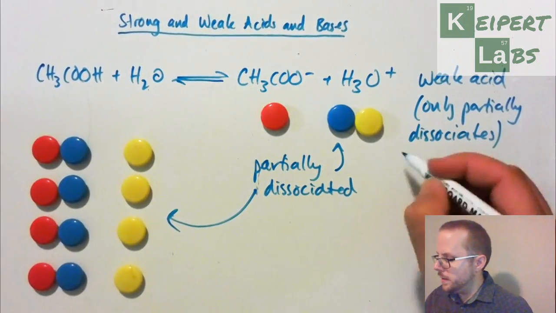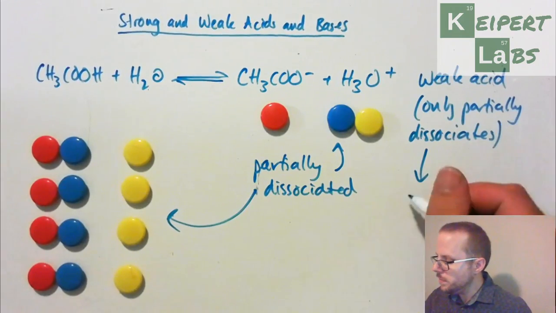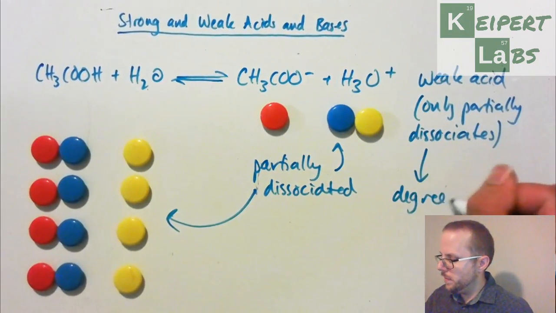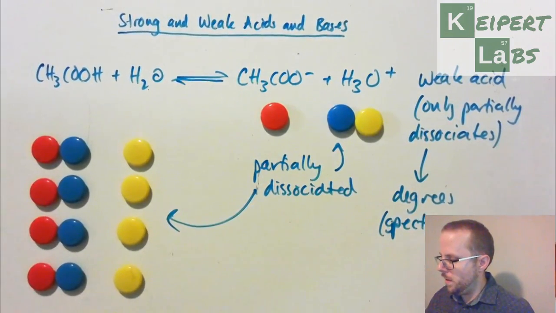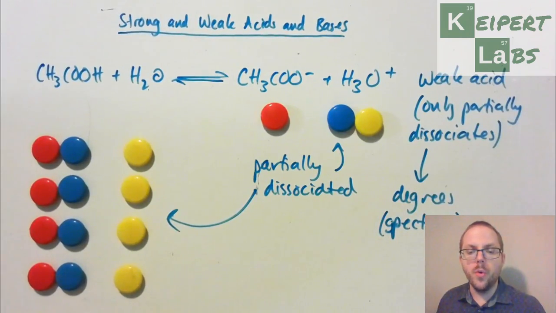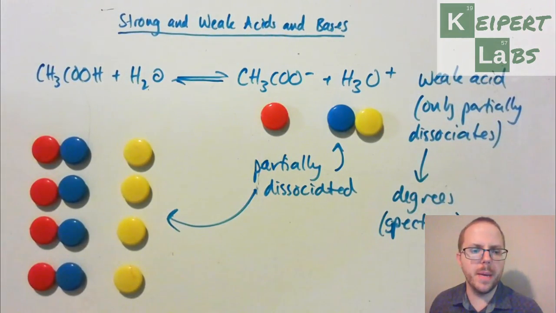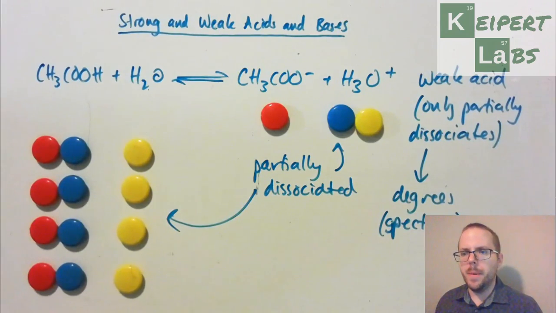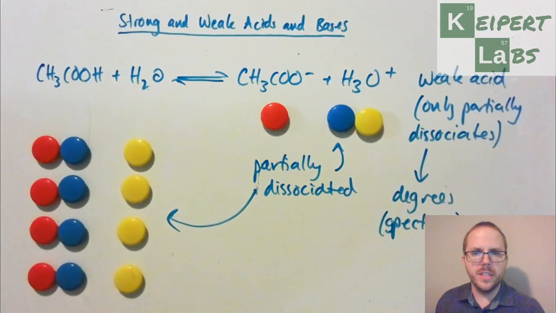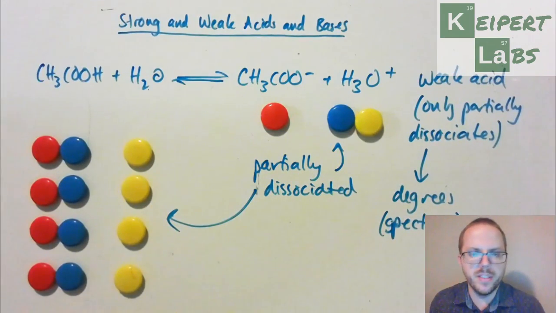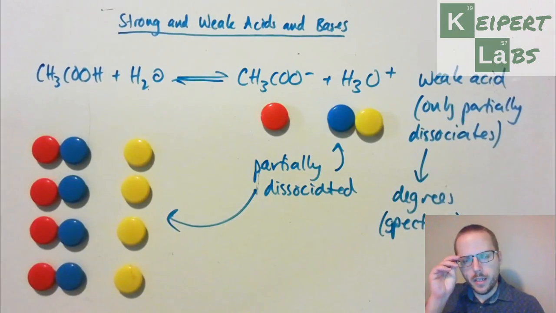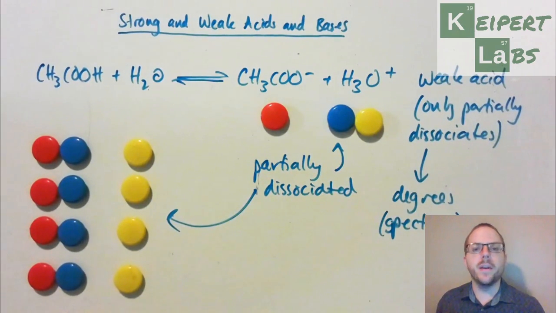Now what we see with weak acids is degrees of, or maybe you might want to call it a spectrum of weakness for an acid, or a base as well. We see the same behavior in bases as well. So a strong acid will always fully dissociate, whereas a weak acid may dissociate to different degrees. It might be 1%, it might be 10%, it might be like 0.01% dissociation. Okay, so it varies.